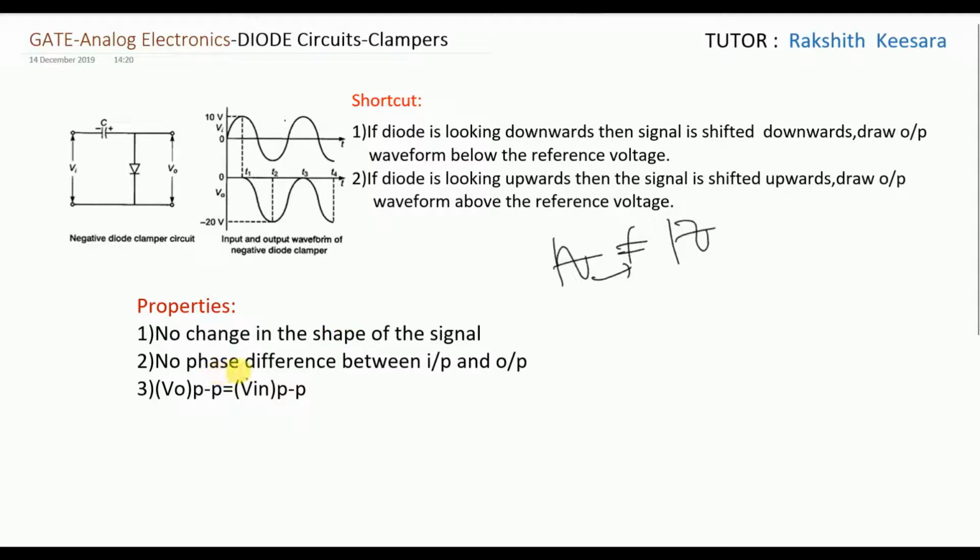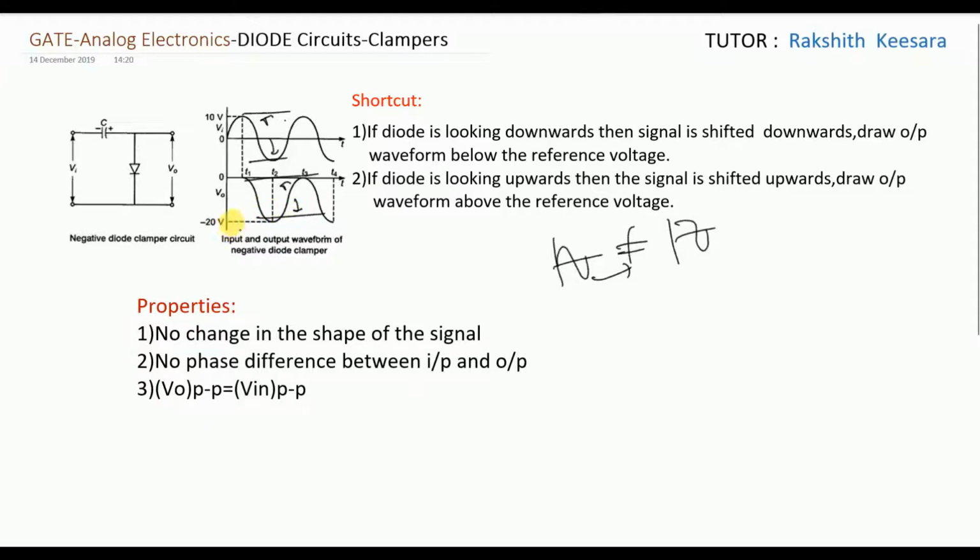Next, no phase difference between the input and output. So what clamper circuit will do is it only shifts the signal. It won't change the properties of the signal. Next, V naught peak to peak equal to V in peak to peak. See this peak to peak voltage from here to here will remain same.